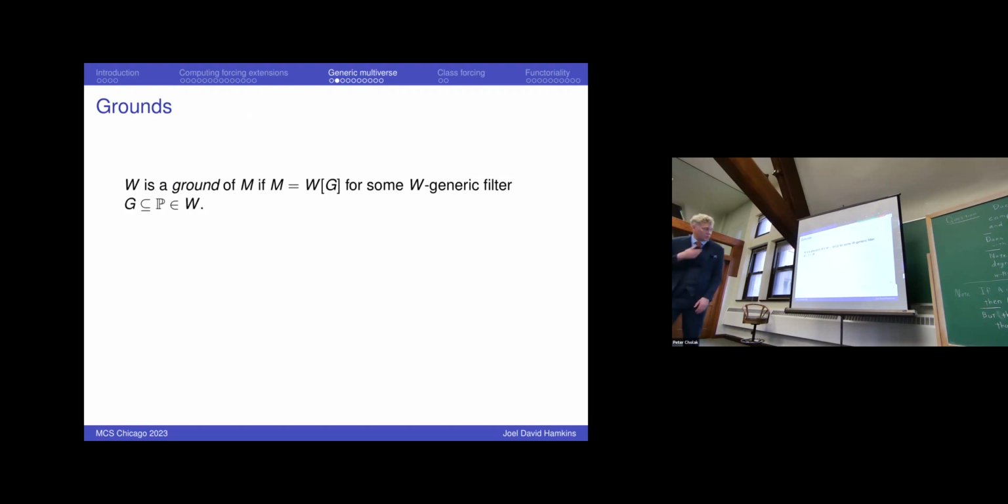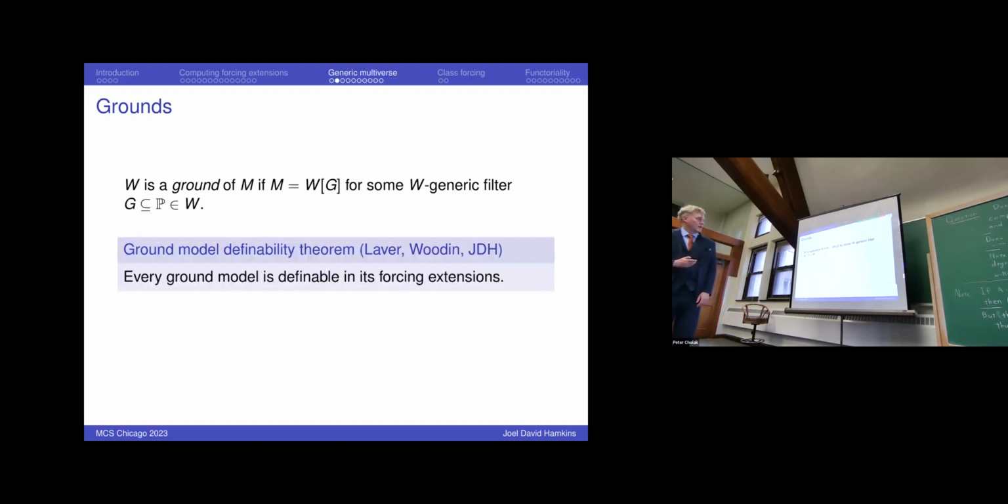Okay, so W is a ground of a model M if M is achieved by set forcing over W. And it's a theorem of Richard Laver and Hugh Woodin and myself that every ground model is definable in its forcing extensions. It's called the ground model definability theorem.